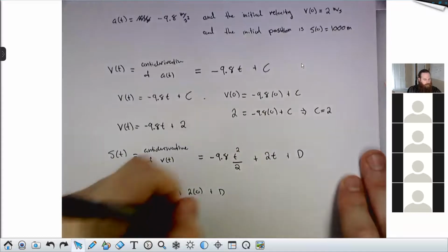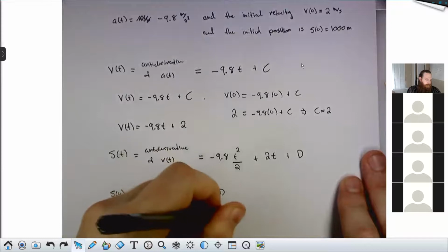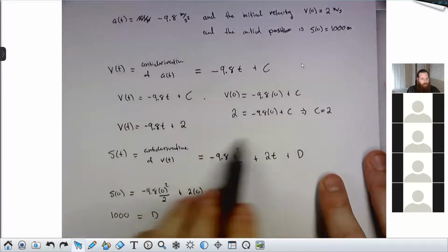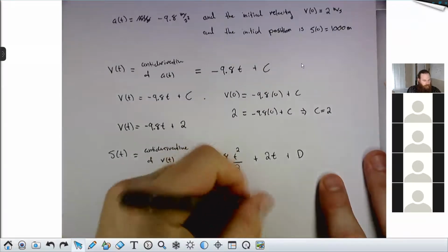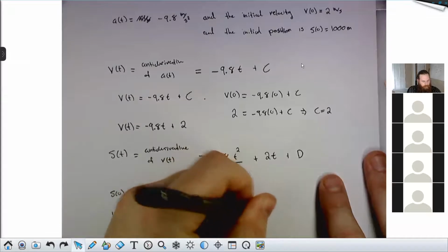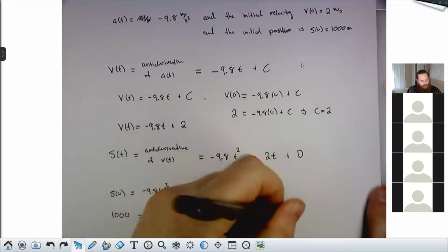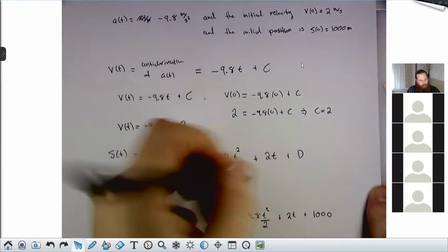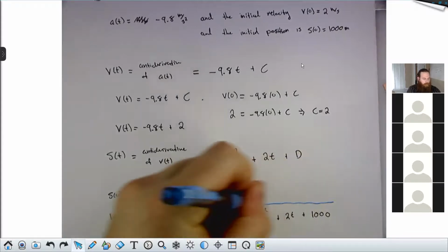So your final answer here, S of t is, you take this function and you plug in the value of d we just found. Negative 9.8 times t squared over 2 plus 2t plus 1,000. That is your position, your height, t seconds after jumping out of the plane.